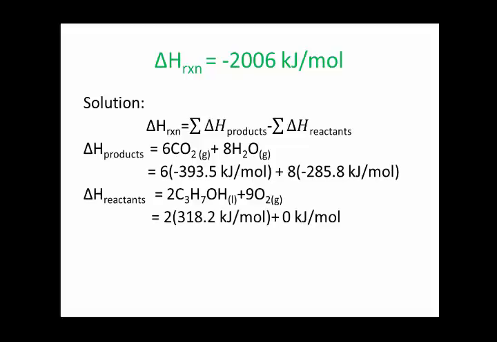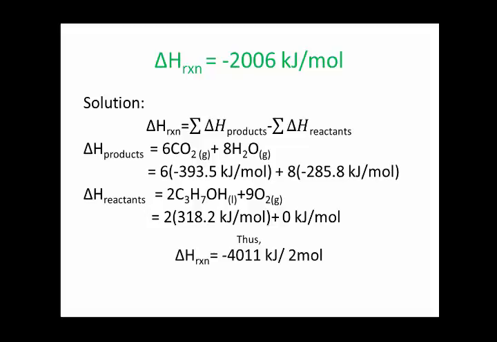So once again, I take my 2 moles and I multiply it by the heat of formation for isopropyl alcohol, and like we discussed, the heat of formation for oxygen gas is 0 kilojoules per mole, so that is just equal to 0 in our equation. When I plug all this in, I end up with negative 4,011 kilojoules.